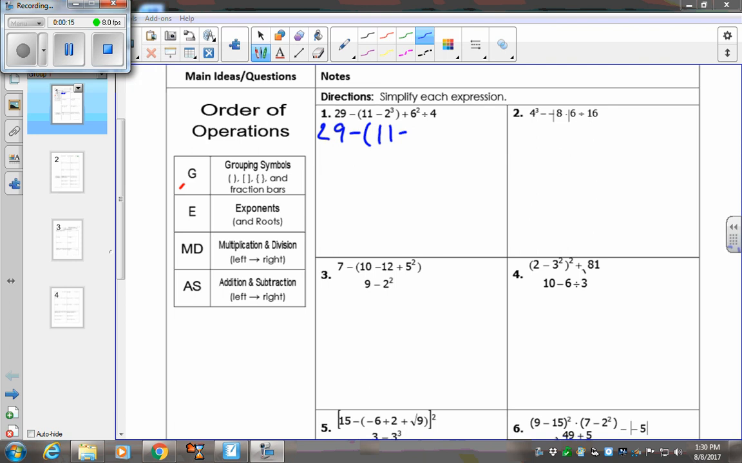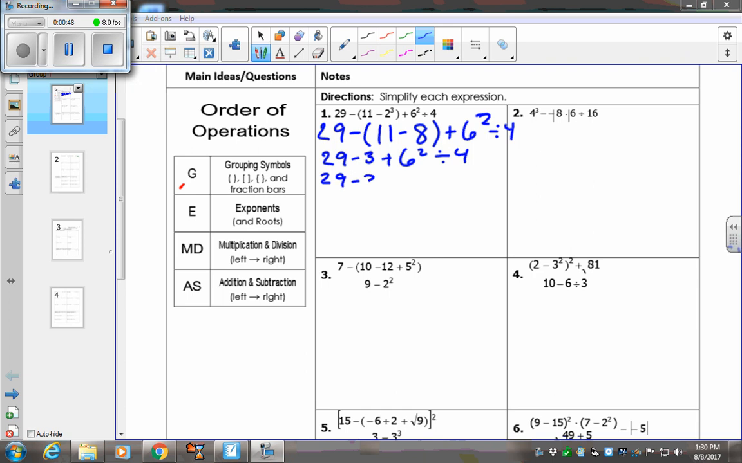8 plus 6 squared divided by 4. It's going to get a little smushed on that side. I'm sorry. All right. So we still have parentheses. So I'm going to do 29 minus, what is 11 minus 8? 3. Plus 6 squared divided by 4. What do I have to do next? Exponent. So I got to square the 6.